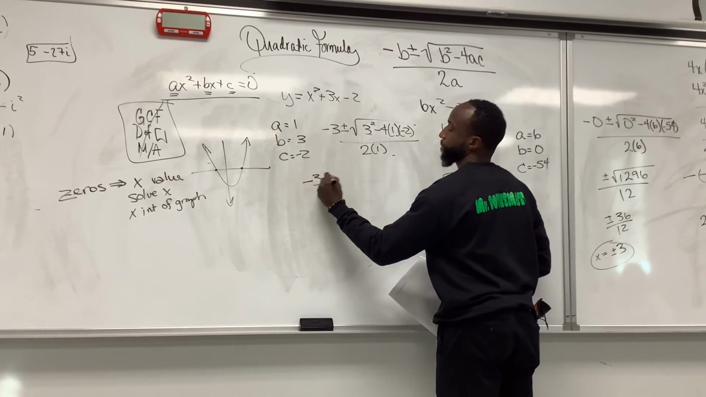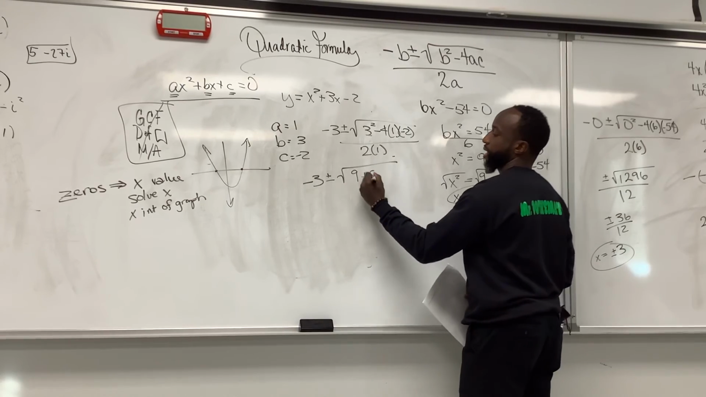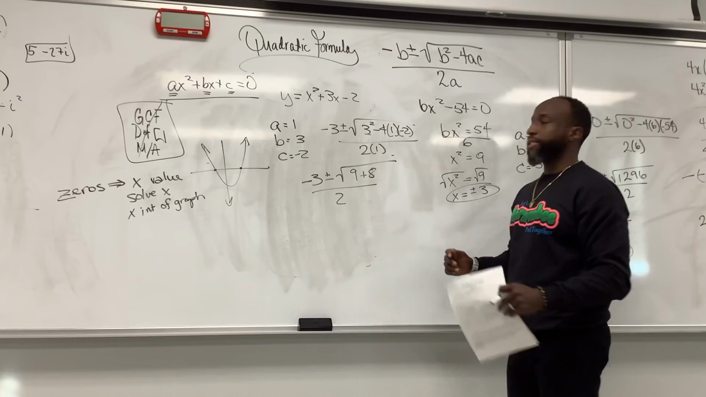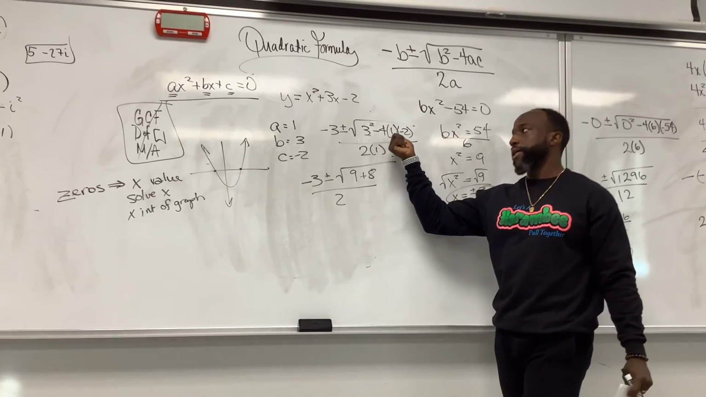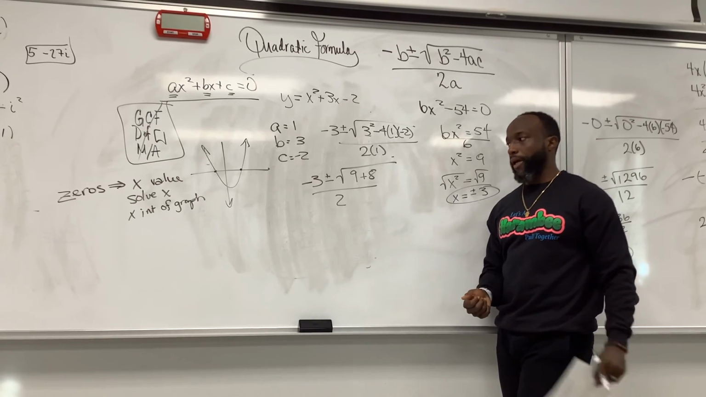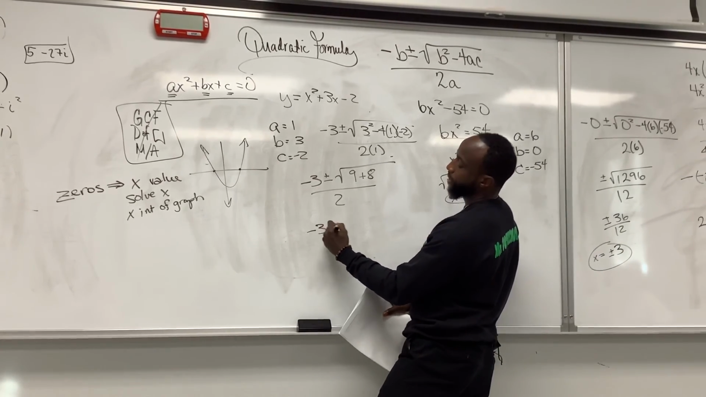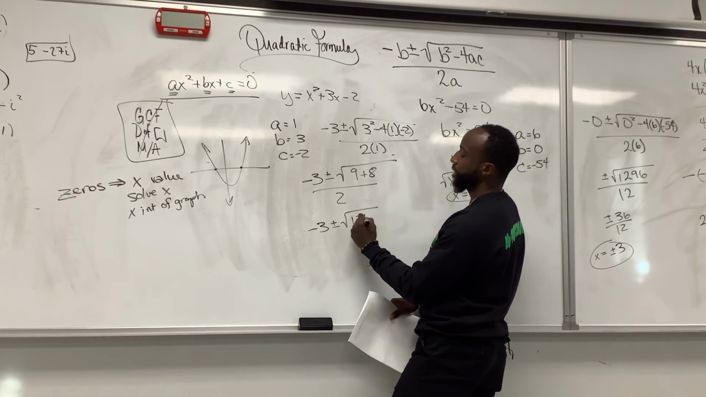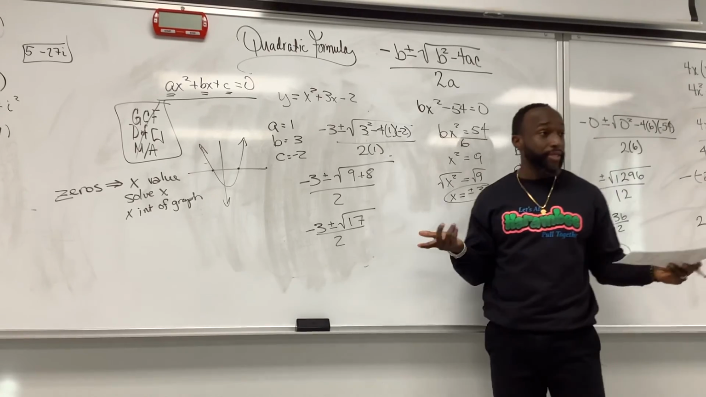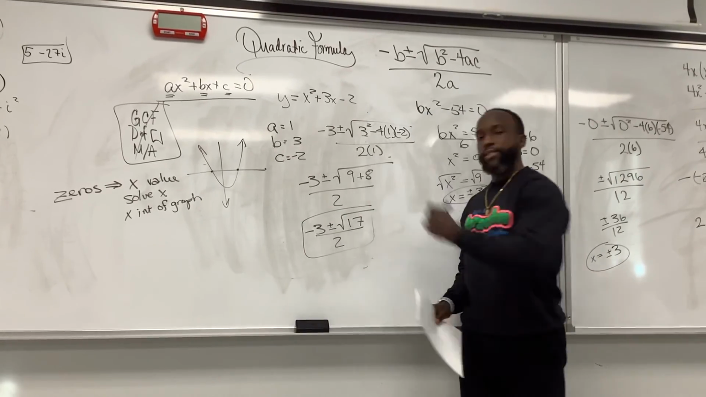Negative 3 plus or minus the square root of 9 plus 8, all over 2. Does everybody see the 8? So it's negative 4 times 1 is negative 4 times negative 2 is positive 8. So we're left with negative 3 plus or minus the square root of 17 over 2. Is 17 prime? I think it's prime. 17 is prime, so y'all can leave it like this.